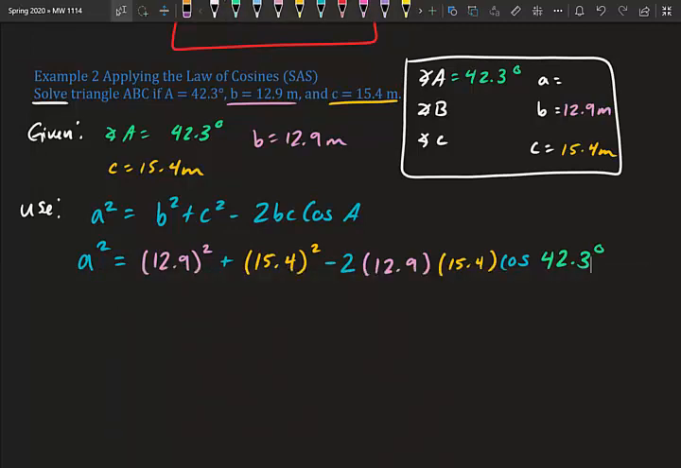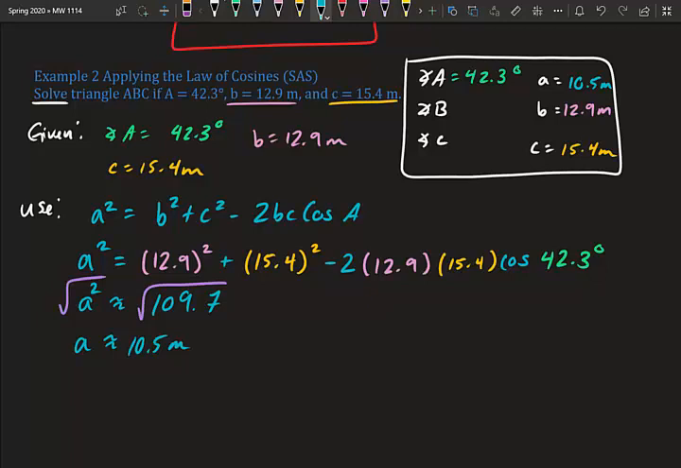All right, when you plug all of that into your calculator, approximately you'll get A squared is approximately 109.7. Take the square root, and we get A is approximately 10.5 meters. We round to 3 significant digits because that's how many digits we started off with, was 3. So we have side A, which is 10.5 meters.